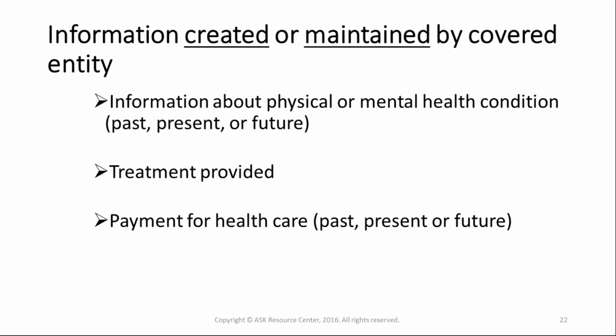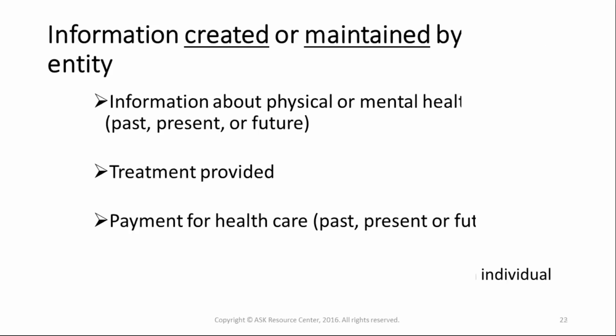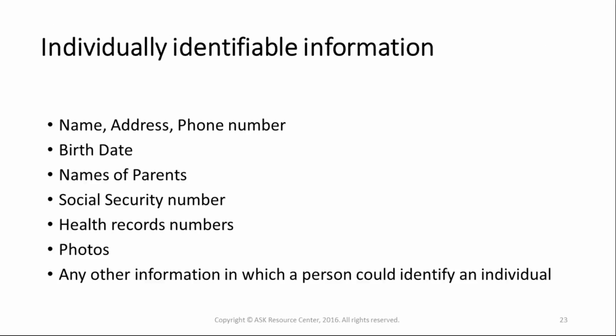Now, it can not only be information created or maintained by the covered entity; the covered entity is also prohibited from sharing it if it's individually identifiable information. As I said, like the name, address, phone number, the birth date, the names of the parents, the social security number, health record numbers, photos. In fact, any other information which a person could use to identify or figure out who that person is can't be shared under HIPAA unless there's appropriate authorization or the exceptions, which we'll discuss later.